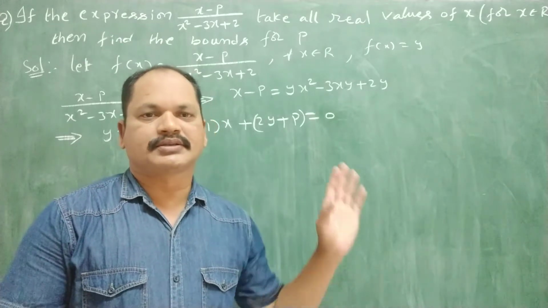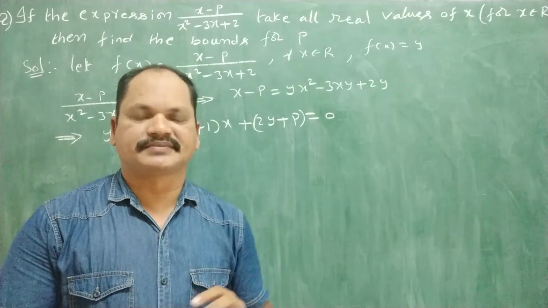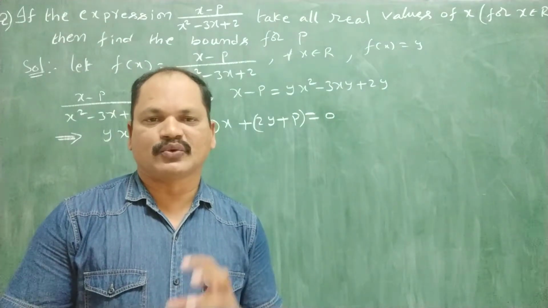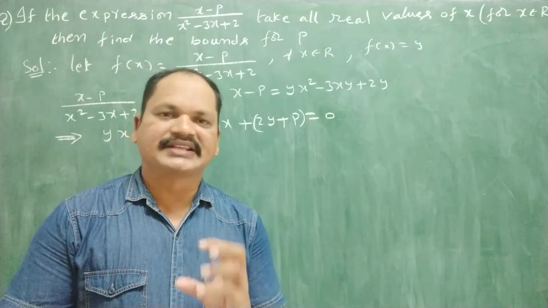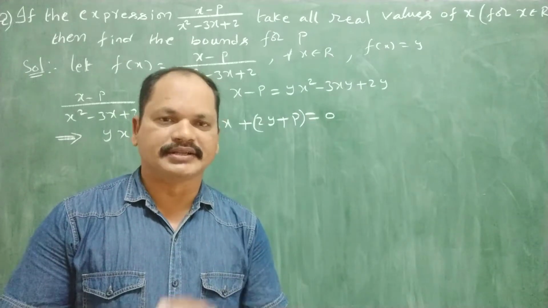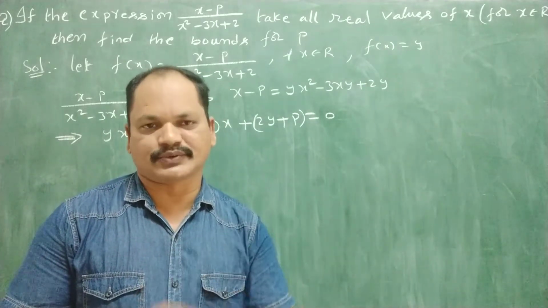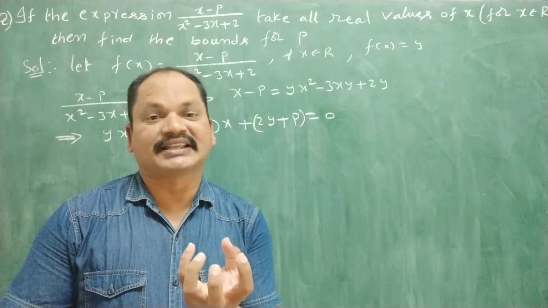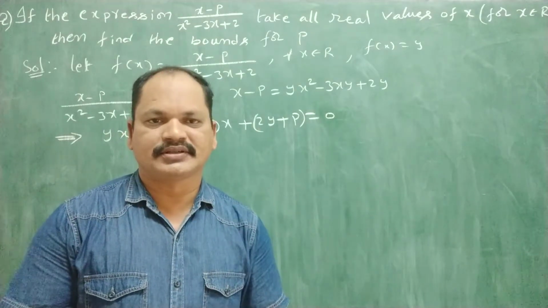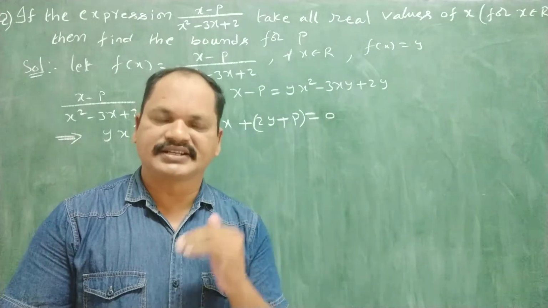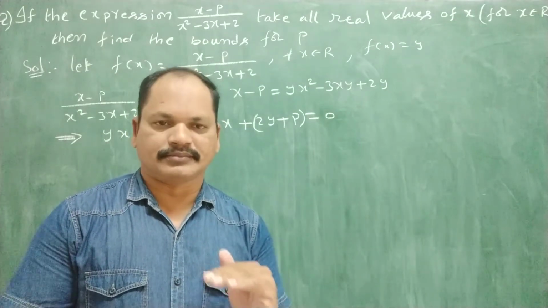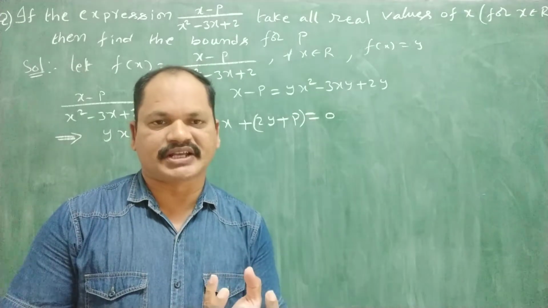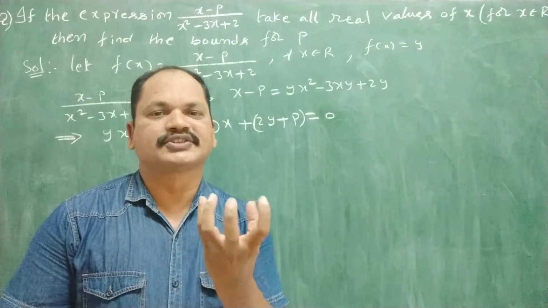But from the given concept, the domain of the function is x belongs to R, where x is real. X is real means it may be equal or different roots. That's why we have to take the discriminant greater than or equal to 0, since x is real, may be real and equal, may be real and distinct.